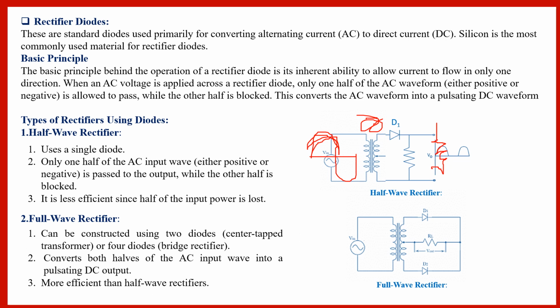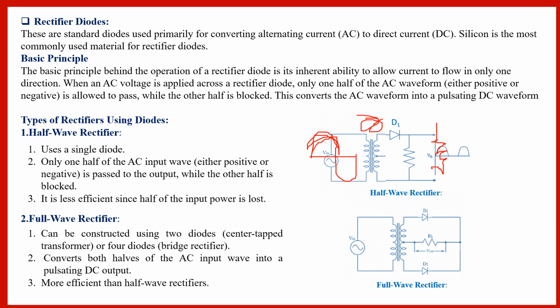Again, when the positive half is applied, we will again get the output corresponding to the positive half of the cycle. This is how it works. Because we are not completely getting the output, this is less efficient, since half of the input power is lost here.